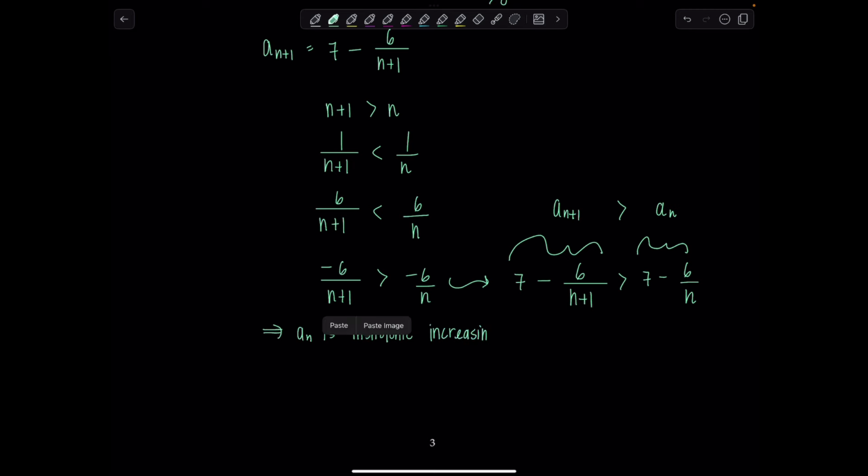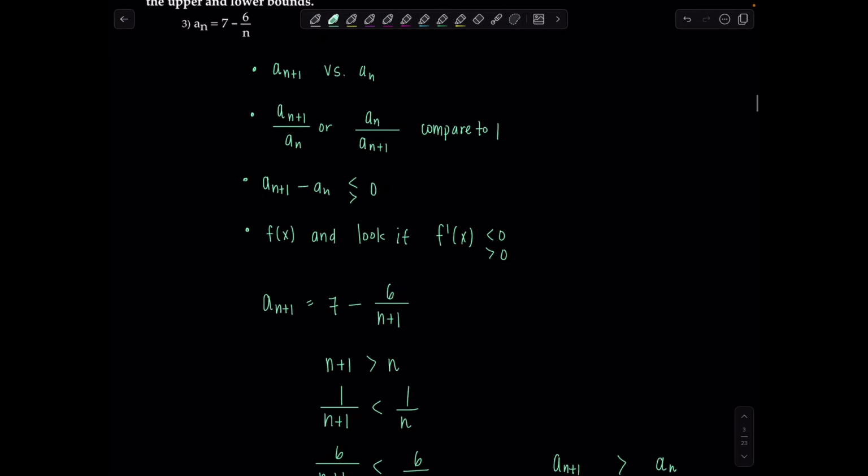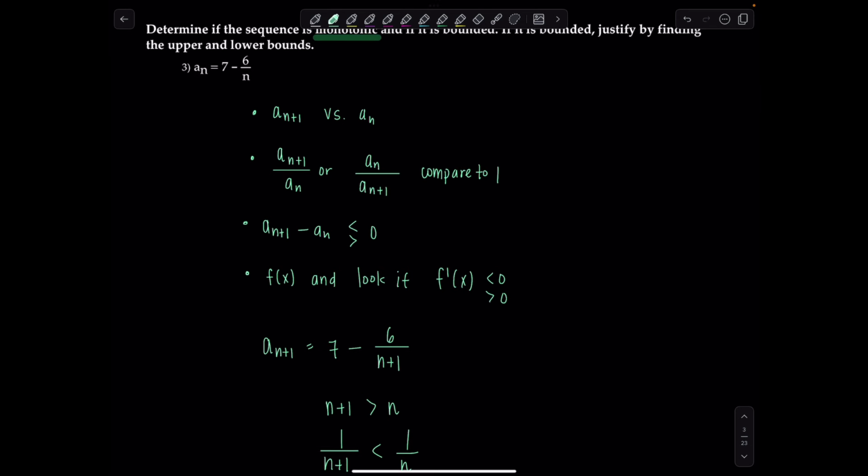And that part of the problem is done. It then asked us to determine if it's bounded. Before I get there, if you were hating on this inequality business, I totally get it. Let me show you another option. A sub n is 7 minus 6 over n.